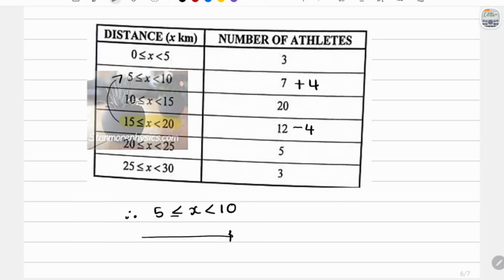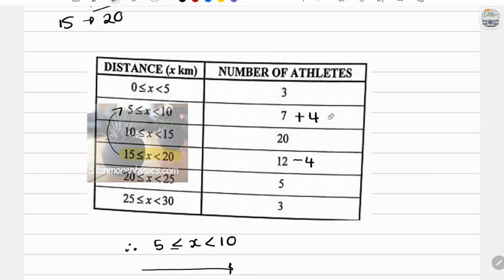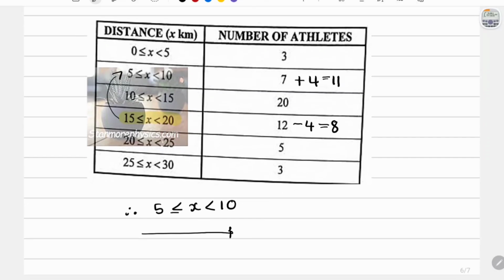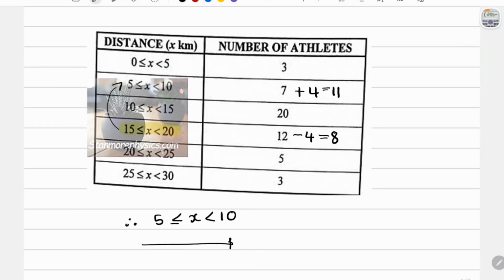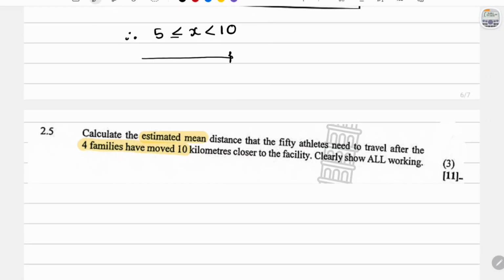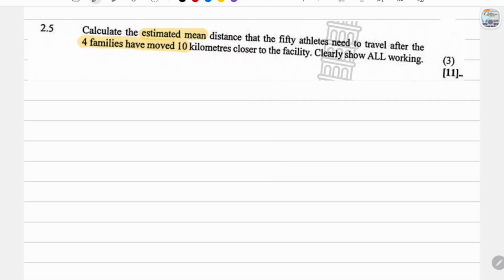Okay, so looking at that, you see that I've already put the calculations that are going to happen here. So we know now that the number of athletes here would change. It's 12 minus 4, which is 8. And here, this value would change to 11. So that's really all we have to do. If you had to calculate the mean distance, even without this change, it would still be the same because it's the mean, okay? We just took out from here and put here, so nothing new got added. Okay, so this is what we need to calculate the mean.